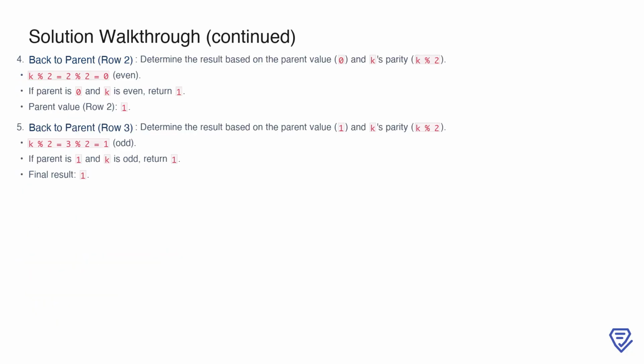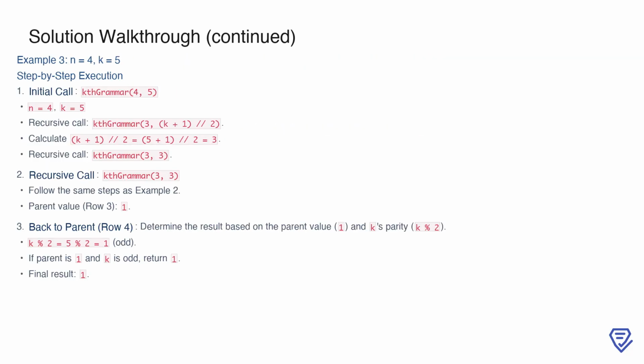With the parent value of 0 for row 2, position 2, we now determine the result for row 2. Since k equals 2 is even, we know that if the parent value is 0 and k is even, the result is 1. Thus, the symbol at row 2, position 2, is 1. Returning to row 3, we use this parent value of 1 to calculate the result at position 3. Here, k equals 3 is odd, and if the parent value is 1 and k is odd, the result is also 1. Therefore, the symbol at n equals 3, k equals 3 is 1.